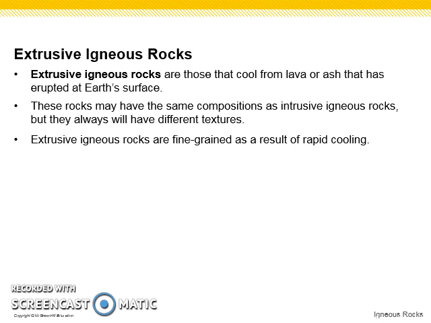These are rocks that cool from lava or ash that has erupted at Earth's surface. These rocks may have the same compositions as intrusive igneous rocks, but they always will have different textures because they were, quote-unquote, born in a different place, above ground versus underground. Extrusive igneous rocks are fine-grained as a result of rapid cooling. So underneath fine, write smooth.